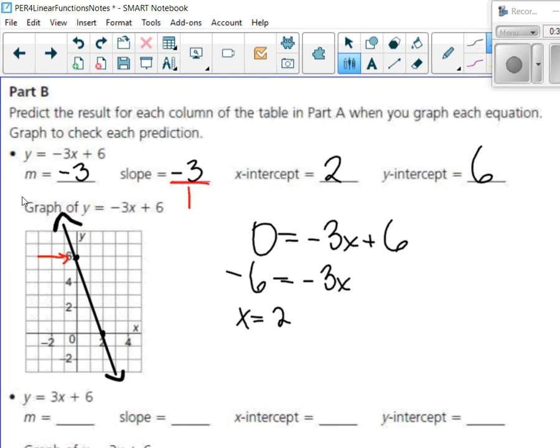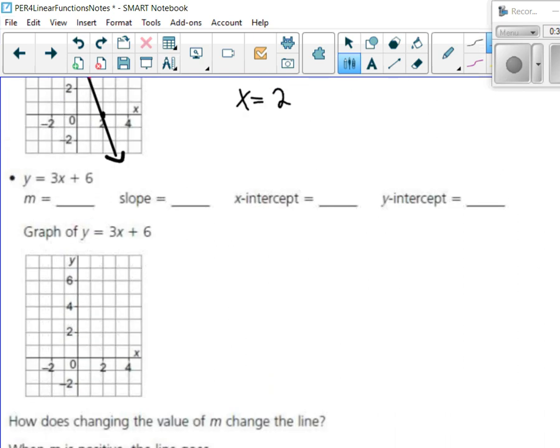So if I take this 6 and I go down 3, 1, 2, 3 over 1, guess where my next point is? On the line. So that's a quick way of graphing. You take your y-intercept, use your slope, get your second point, connect the dots so that you don't have to solve for the x-intercept. Faster. You don't have to do this extra step in finding the x-intercept. So let's try this one. We're not going to find the x-intercept right now. We're going to do it using the fast way.